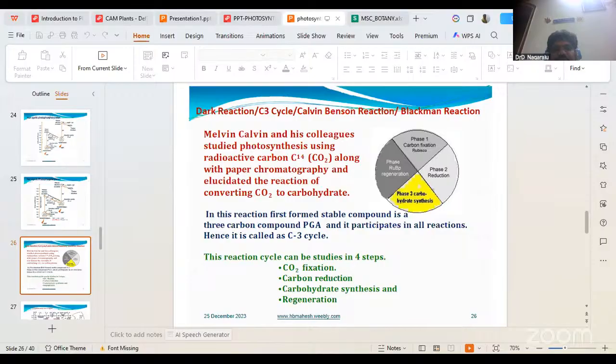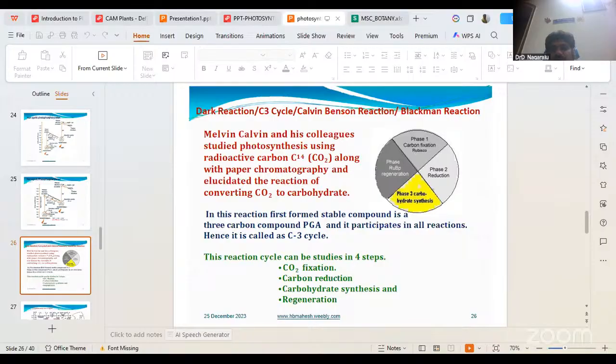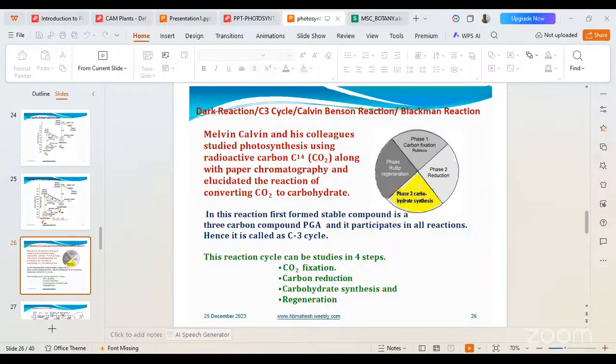The Calvin cycle is a very, very important essay question. It has 13 steps. You should remember all the steps. And then we will go to the C4 cycle. The first byproduct is oxaloacetic acid, a 4 carbon product. That's why we call it the C4 cycle.